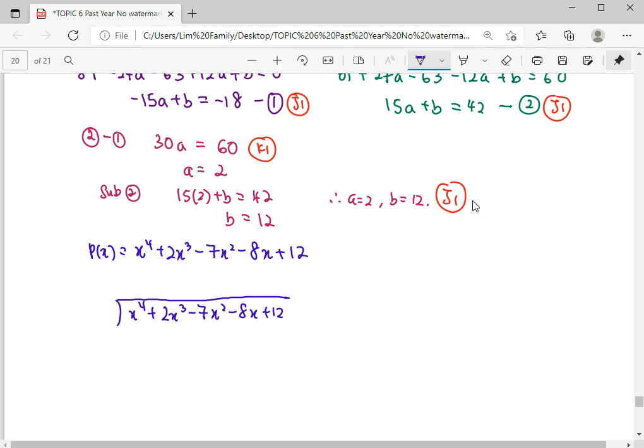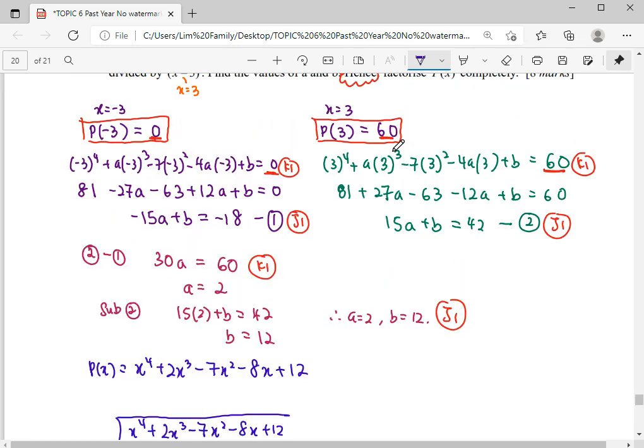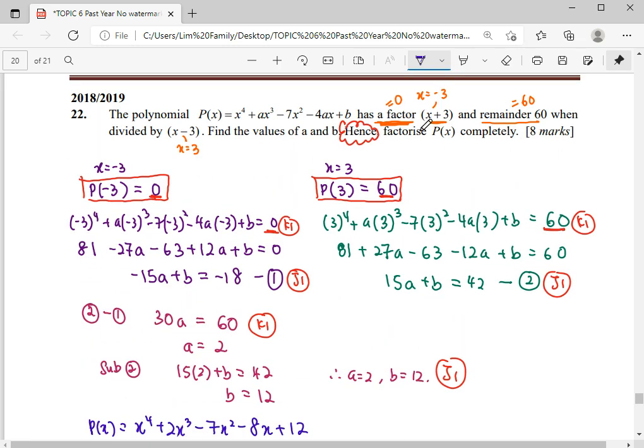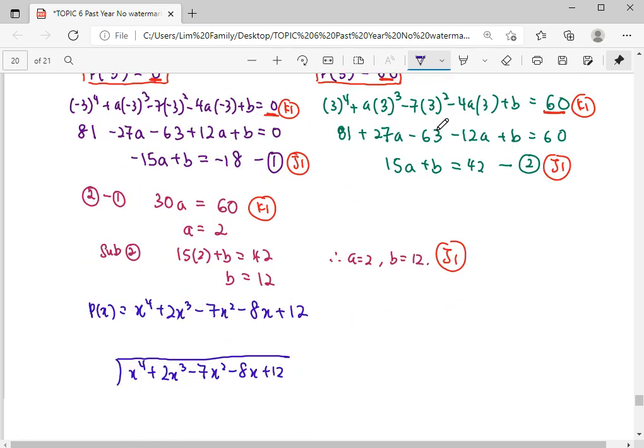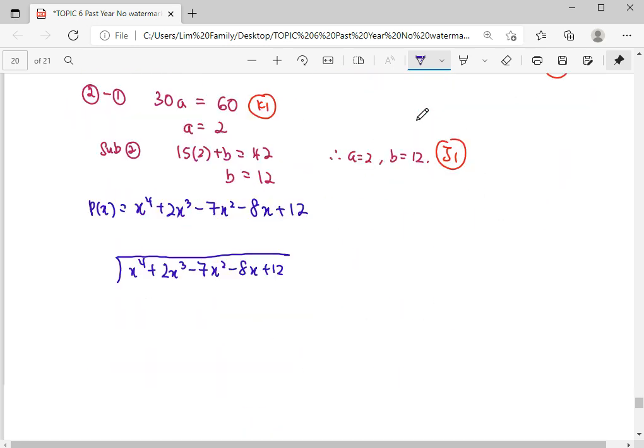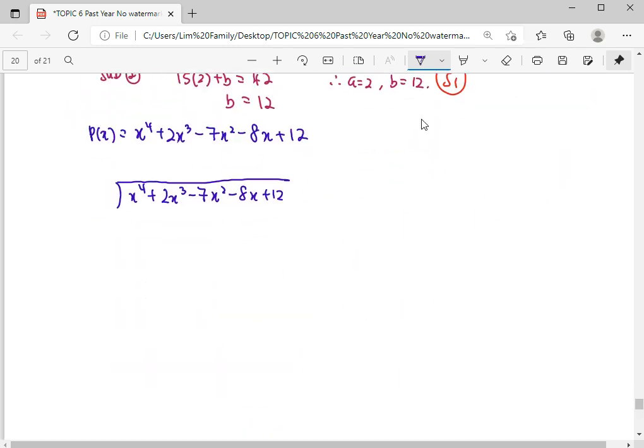Divide one of the factors. One of the factors is given. When you divide one of the factors, automatically you will get the other factors. So divide one of the factors here, x plus 3, and we start doing this long division.